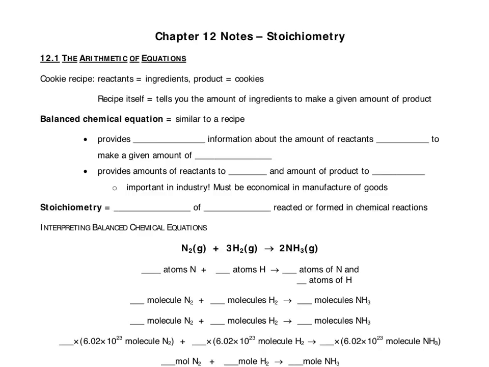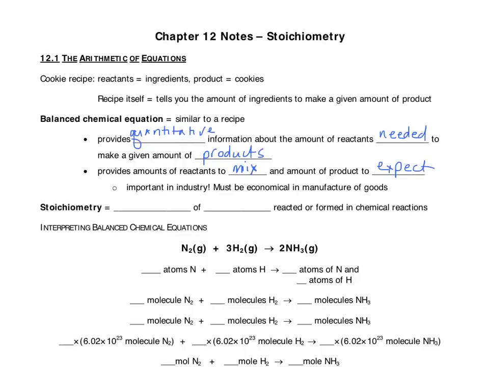It provides quantitative information about the amount of reactants needed to make a given amount of products. Another way to look at a balanced equation, it provides the amount of reactants to mix, like when you're doing a recipe, and also provides the amount of products to expect, or that would be like the number of cookies.